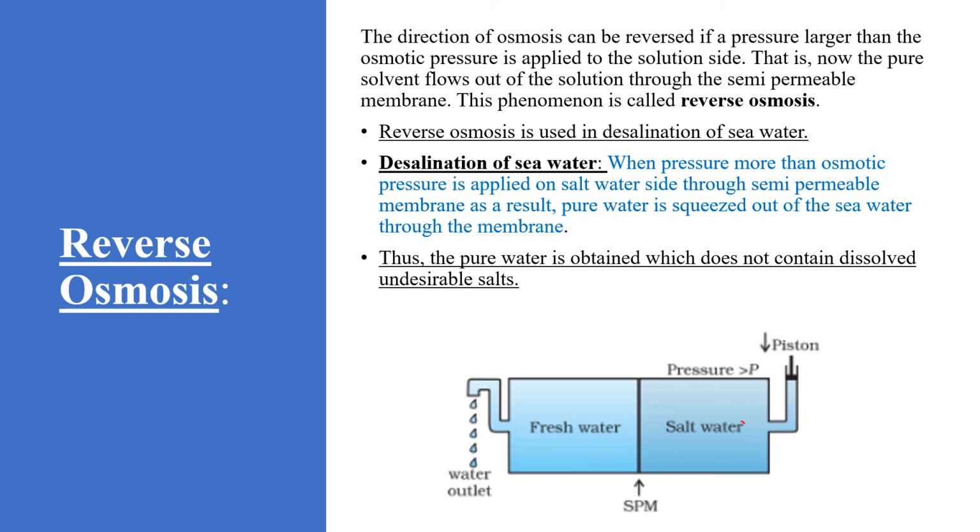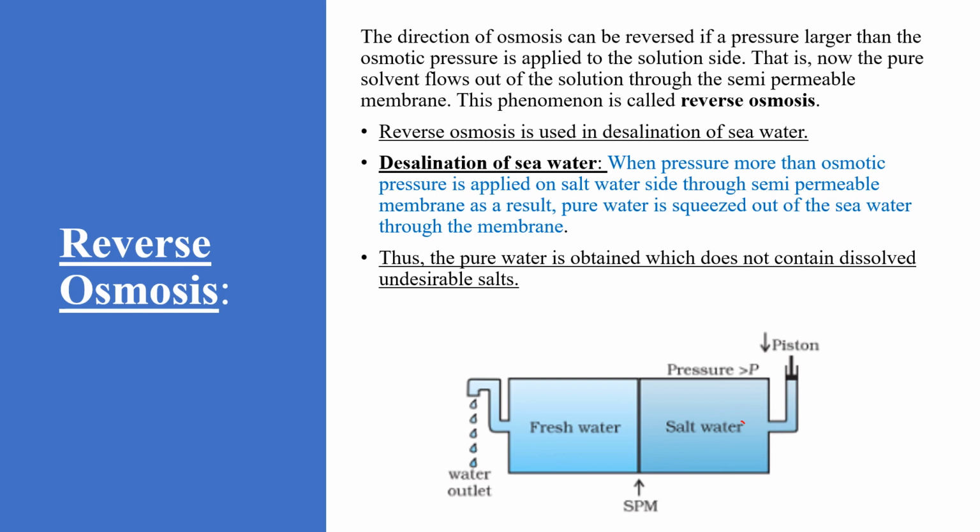This can be seen in this image. In this image there are two chambers. One chamber is containing salt water and another chamber is containing fresh water. Salt water means it is a solution. It may contain many impurities.